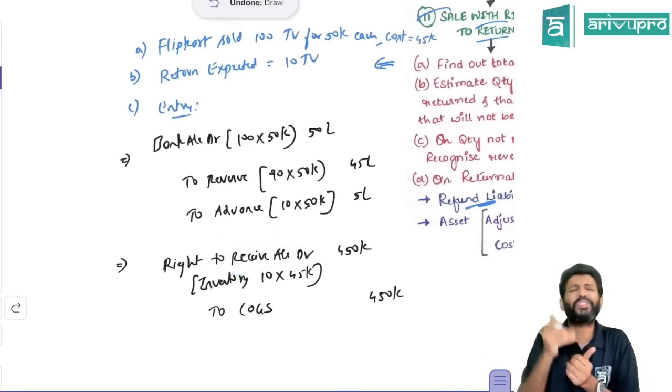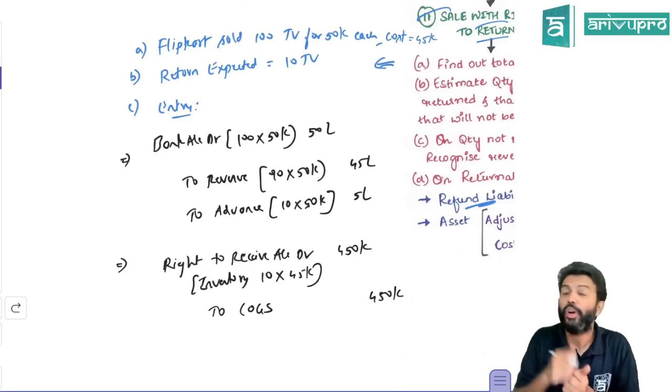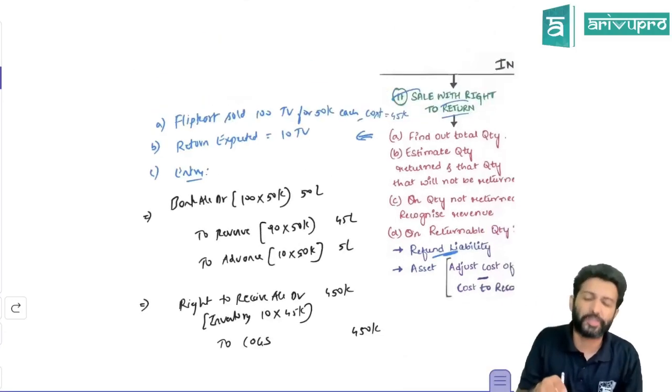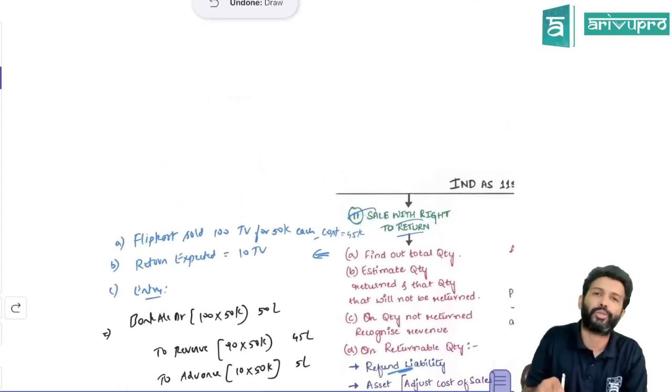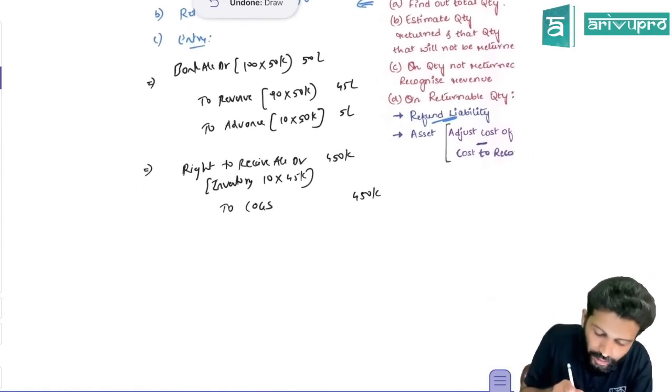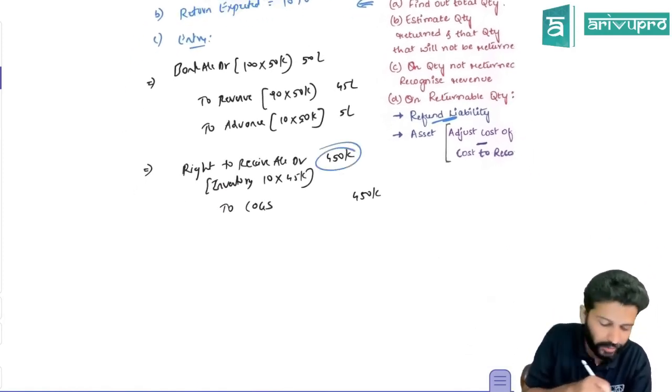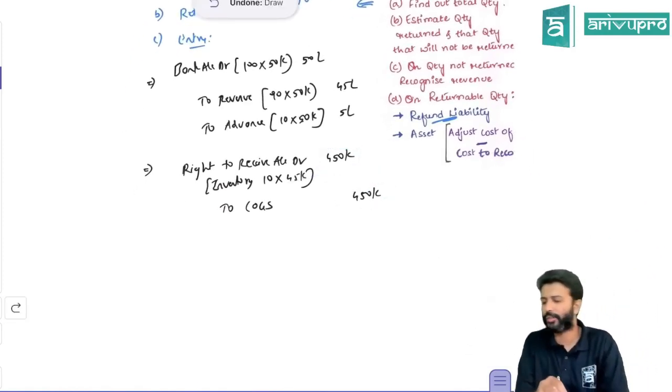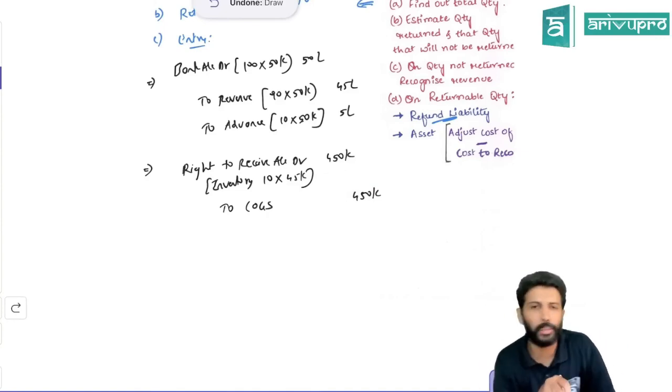But the right to receive the TV is your inventory. TV is your inventory, no? Don't record it at selling price. Record it at cost price. So what is the cost price? 45,000. How many TVs? 10 TVs. So the right to receive the goods is basically your inventory. You'll record it at 4,50,000, and inventory will be sold in cost of goods sold. So you'll show it as inventory account debit to cost of goods sold.